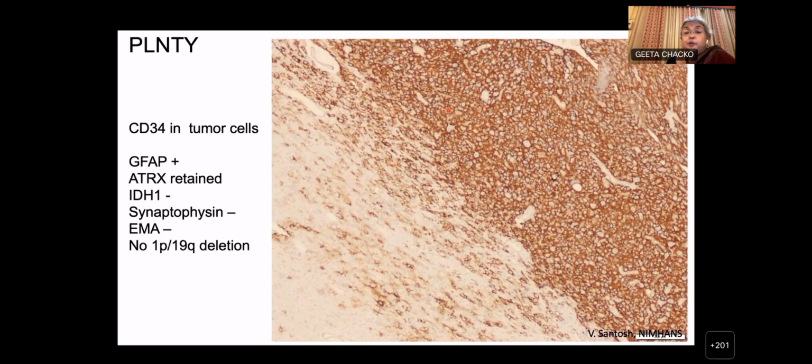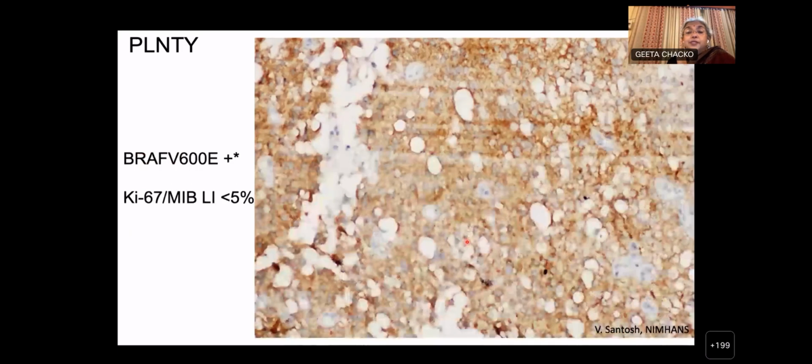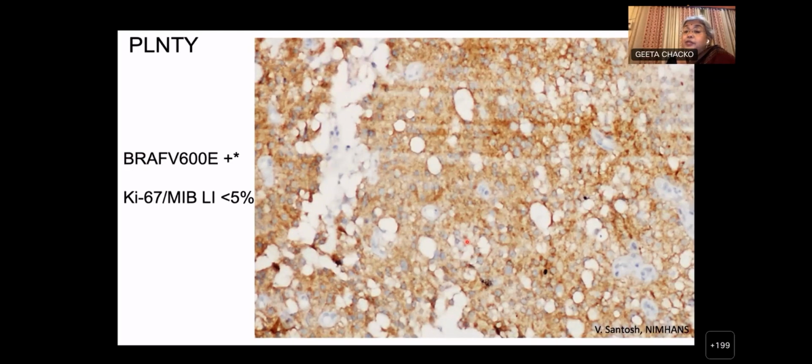It's a CD34 positivity in the tumor, and the adjoining area also shows CD34 positivity. The IDH negative, ATRX is retained. This is the cerebral cortex showing the CD34 positivity, and this is OLIG2 positive. Now, these tumors are BRAF V600E positive by immunohistochemistry and molecular testing. We did not do this. We did not do a BRAF in our particular case. They have low proliferation indices.